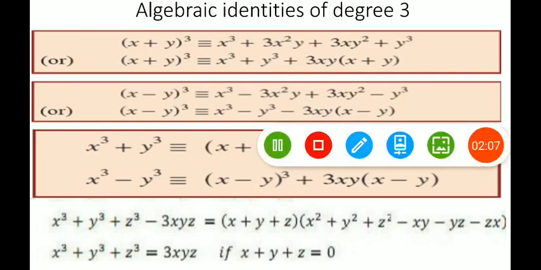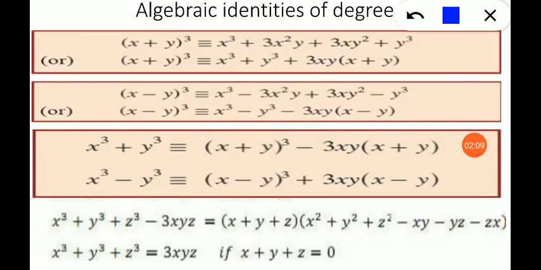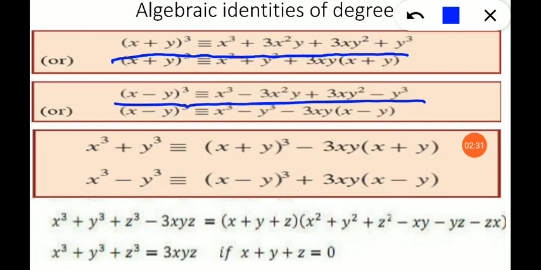Now, algebraic identities of degree 3. The first we have learned: (x plus y) whole cube is equal to x cube plus 3x square y plus 3xy square plus y cube. Second one, (x minus y) whole cube is equal to x cube minus 3x square y plus 3xy square minus y cube.